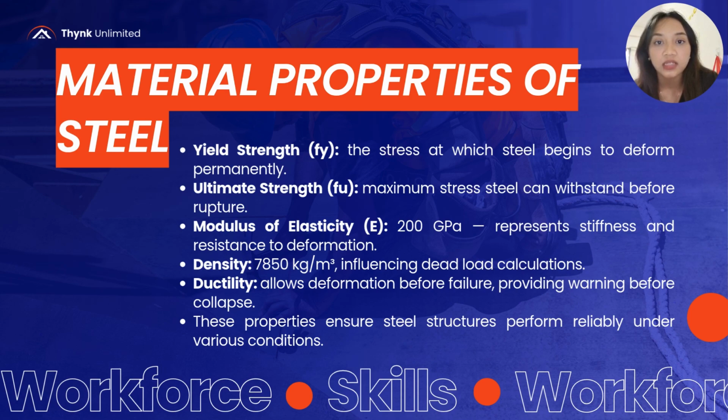Density is 7,850 kg/m³, influencing dead load calculation. Ductility allows deformation before failure, providing warning before collapse. This property ensures steel structures perform reliably under various conditions.